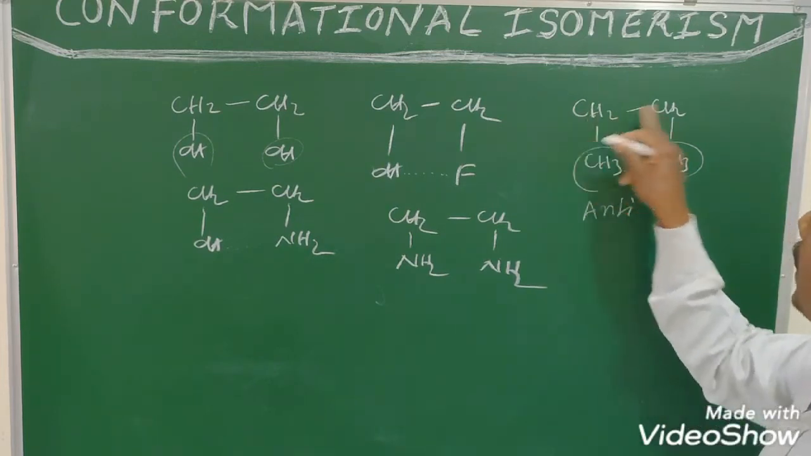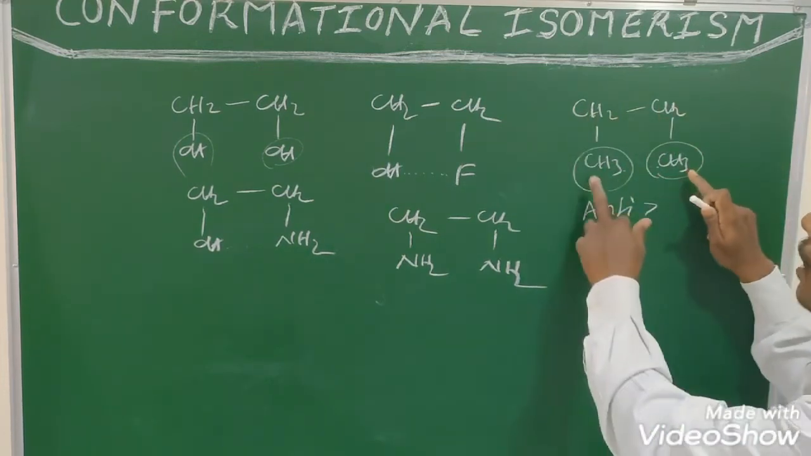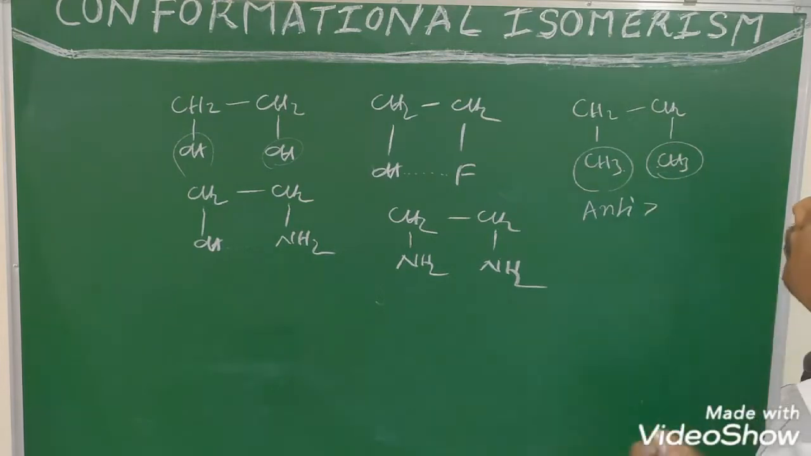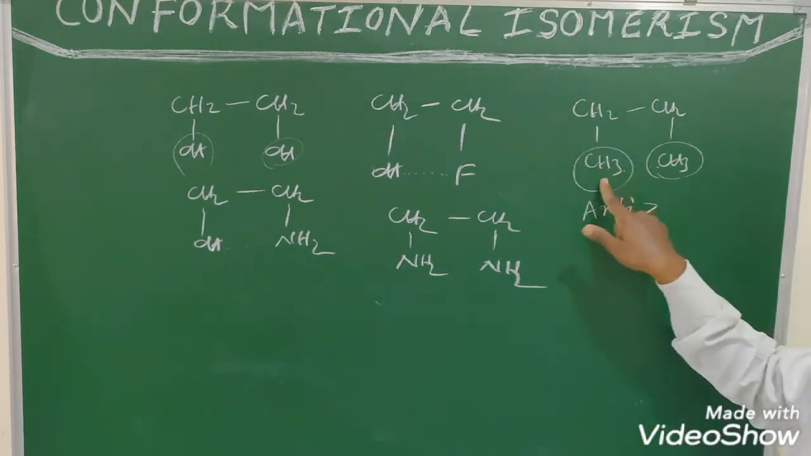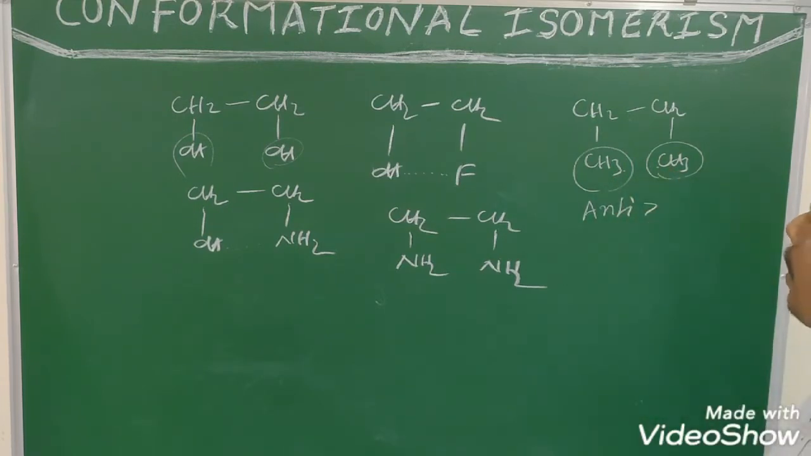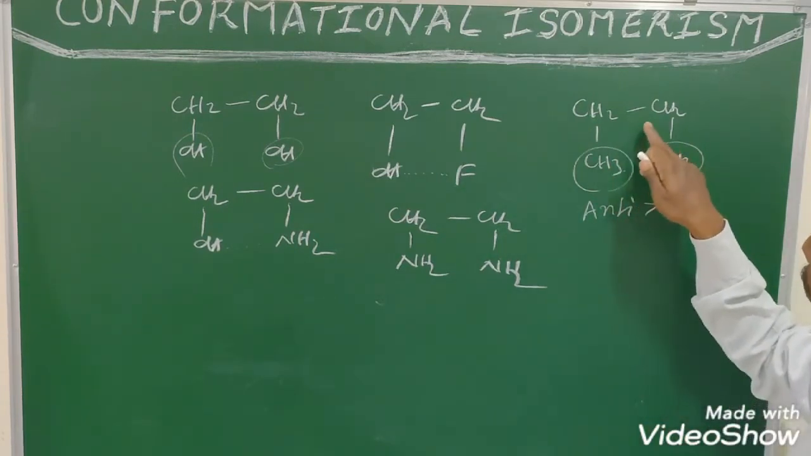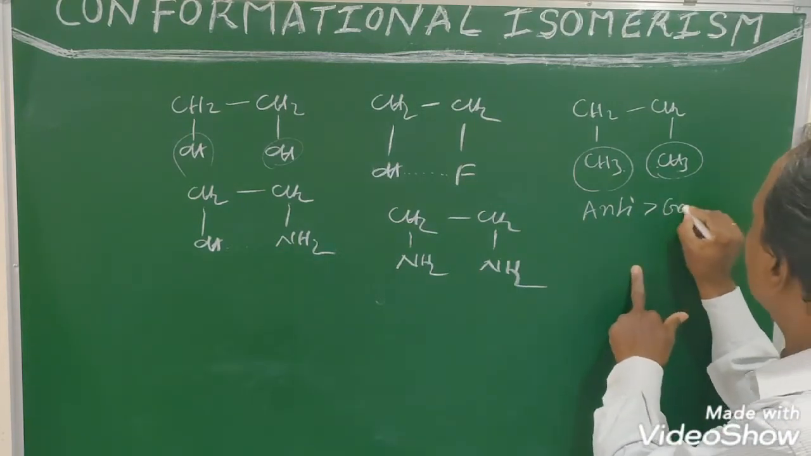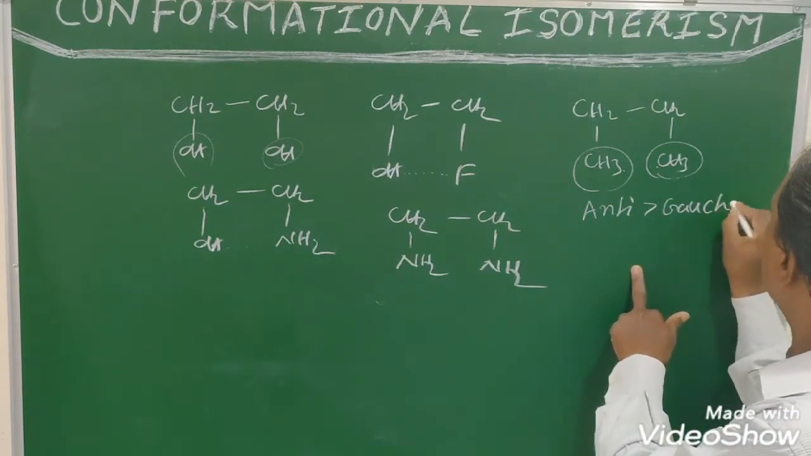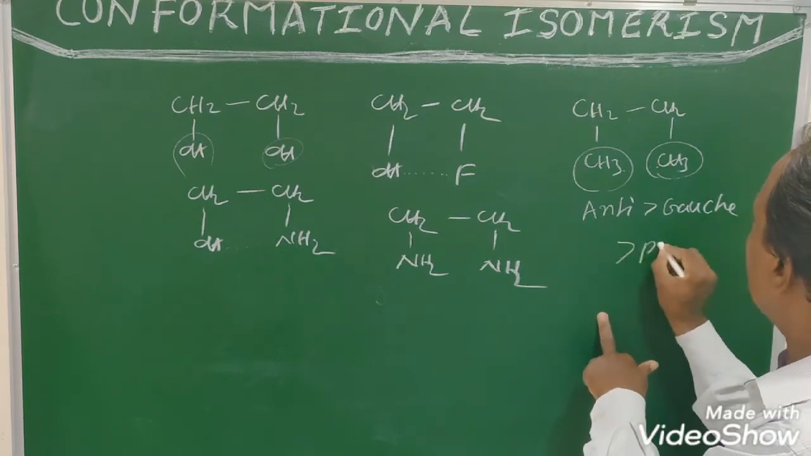In the case of n-butane, there is no chance of intramolecular H bonding. It is considered a derivative of ethane. Here there are two methyl groups, and there is no chance of intramolecular H bonding. So among the four conformations, anti is the most stable. After anti, gauche. After gauche, partially eclipsed conformation.